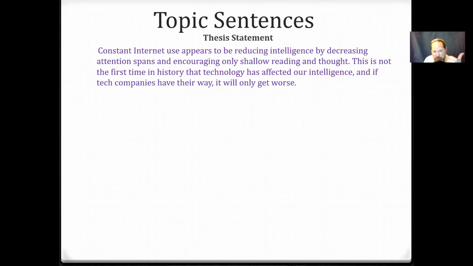So you could focus a paragraph on attention spans. You could focus another paragraph on shallow reading, shallow thought. You could focus another paragraph on the history of technology affecting our intelligence and how this has happened before. And then you can talk about tech companies and how they're going to make things worse. Okay. You have possibly 4 body paragraphs.